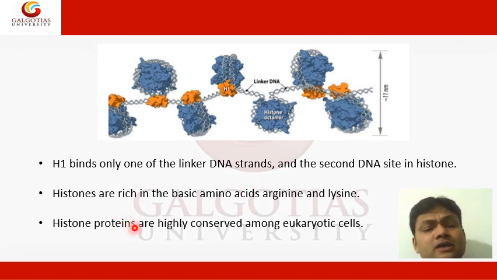The histones are rich in basic amino acids. Generally, basic amino acids such as arginine and lysine are present in the histones, which together make up around 25% of the total amino acid residues in any given histone protein. The histone proteins are highly conserved among the eukaryotic cells.